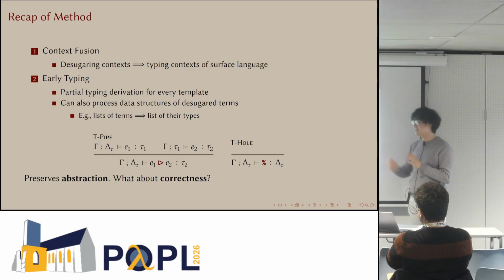So delta can be not only one piece of code. It can be, for example, a list of terms. Then we would have a list version of them, a type version of them. So delta tau would become a list of their types. So so far so good. We did so much to preserve abstraction. So what about correctness?